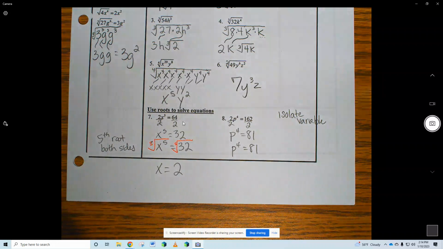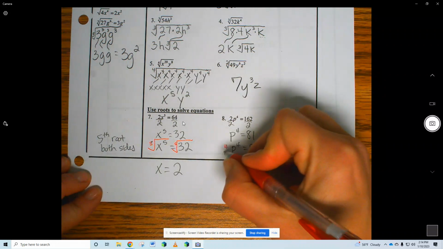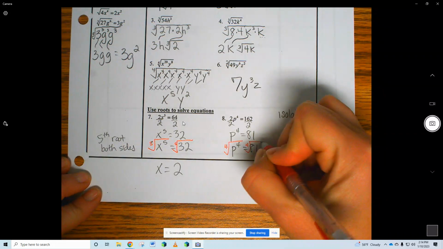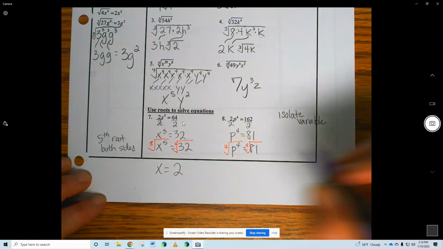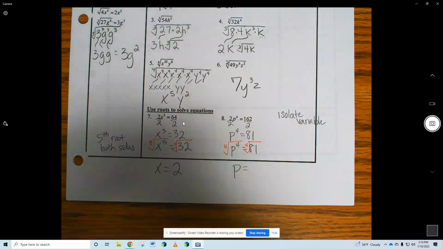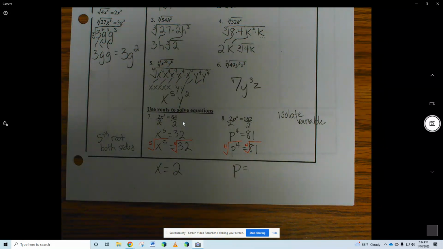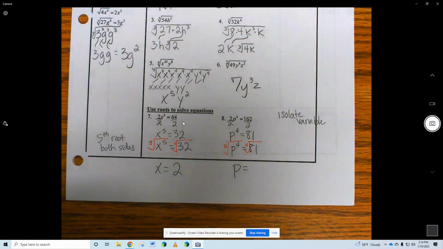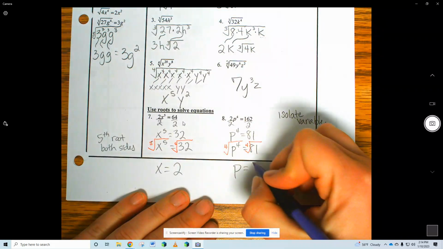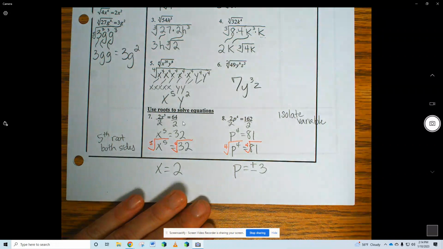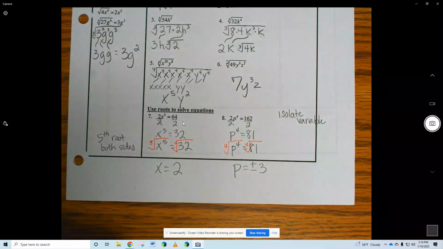Yeah. 4th root both sides. Now, this is a 4th root. It's a plus or minus 3. Because I could go -3 times -3 times -3 times -3 and get a positive 81.